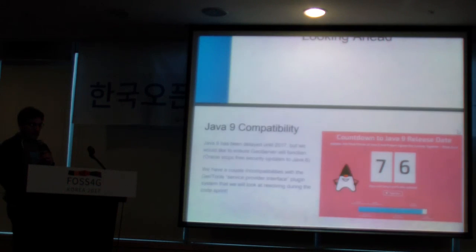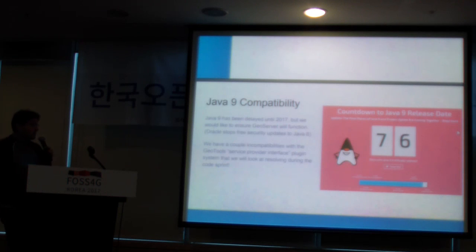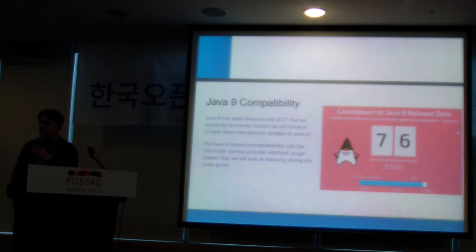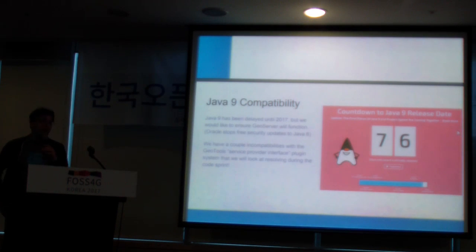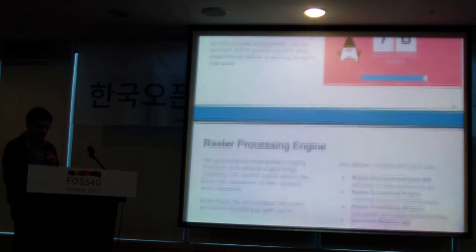Looking ahead, what's going to happen in the next few months? Well, first off, Java 9 compatibility. Towards the end of the year, Oracle will release Java 9. It will be the first release in many years that will break backwards compatibility. So if a program runs on Java 8, there's no guarantee that it will run on Java 9. And I guarantee you, GeoServer as it is today does not run on Java 9, because they broke our plugin system. So we have to make a few changes in GeoServer to make it run with Java 9. And this is, of course, on the menu for the next few months.